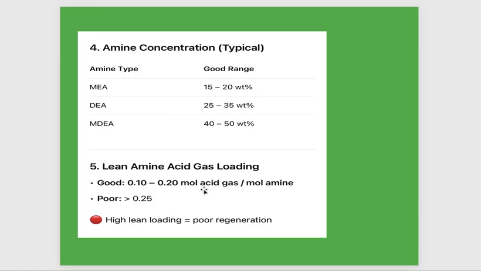Lean amine acid gas loading. Lean amine acid gas means that when you produce lean amine, okay, there is a load related to H2S or sulfur component. It will be between 0.1 and 0.2 mole acid gas per mole amine. If you are more than 0.25, you are higher. Okay, you have to increase the steam ratio to adjust the lean amine loading. Okay, high lean amine loading, poor regeneration for sure.